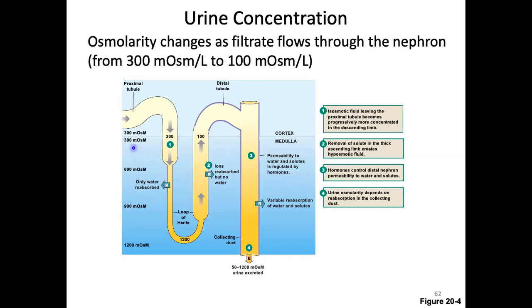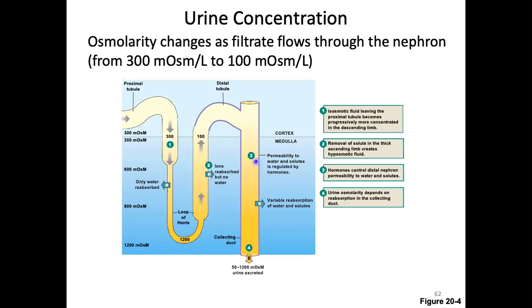Take a look at the concentration gradient. This is 300 milliosmoles, then this is 600, 900, and 1200 milliosmoles. At the distal convoluted tubule, your urine is about 100 milliosmoles. Then when it hits the collecting duct, as it goes deeper into the medulla, you're going to pull water in or reabsorb water depending on how much ADH is present.